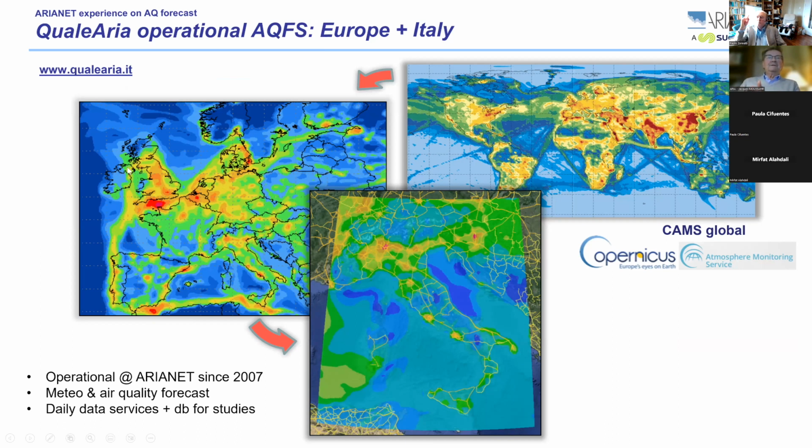Here you can see the European map with maxima around downwind of London, and the Po Valley, and then you have the zoom over Italy. And they're running that operationally since many years now. It's a daily operational MET and air quality forecast.